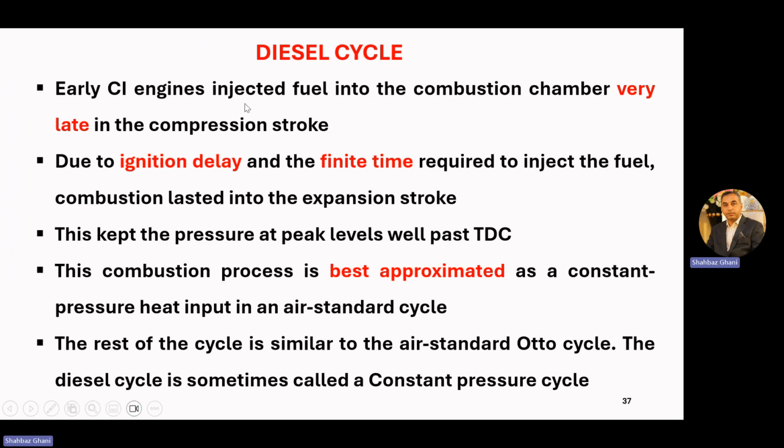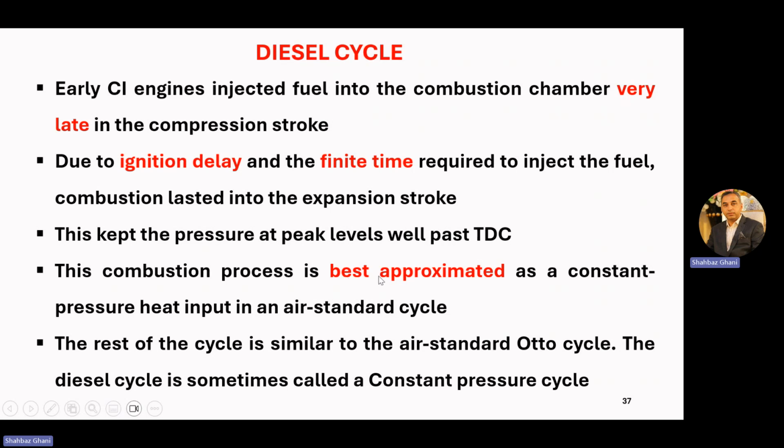Early compression ignition engines injected fuel into the combustion chamber very late in the compression stroke. Due to ignition delay and the finite time required to inject the fuel, combustion lasted into the expansion stroke. This kept the pressure at peak levels well past TDC. Remember this: in the previous CI engine, the fuel is injected very late into the combustion chamber, nearly at the end of the compression stroke. Due to the ignition delay and the finite time required to inject the fuel, combustion lasted into the power stroke, keeping the pressure at peak level well after TDC.